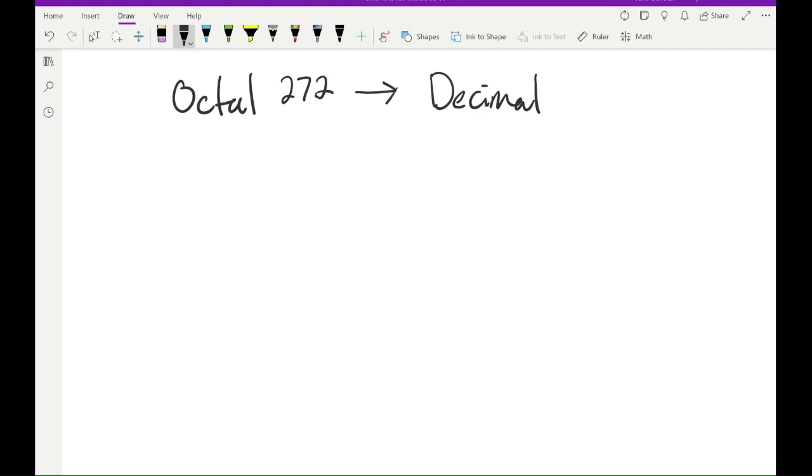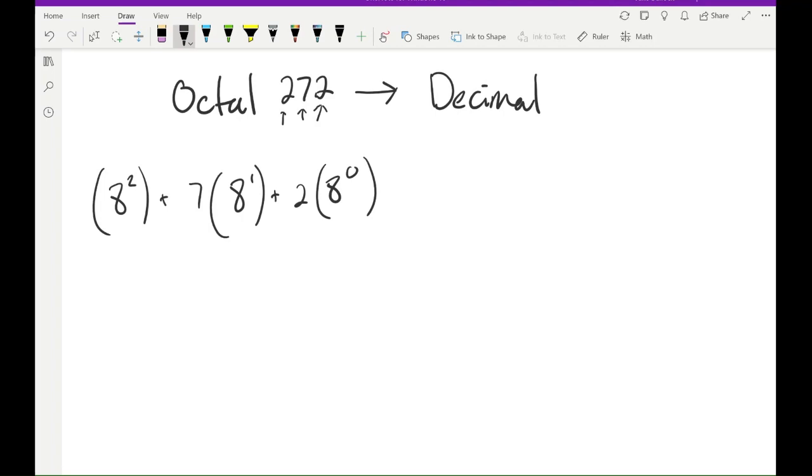Here I'll be converting octal 272 to decimal. So our base for octal is going to be 8. So starting here, it'll be 8 to the power of 0 times 2 plus 8 to the power of 1 times 7 plus 8 to the power of 2 times this 2 here. And this comes out to 186. And that's our answer in decimal.